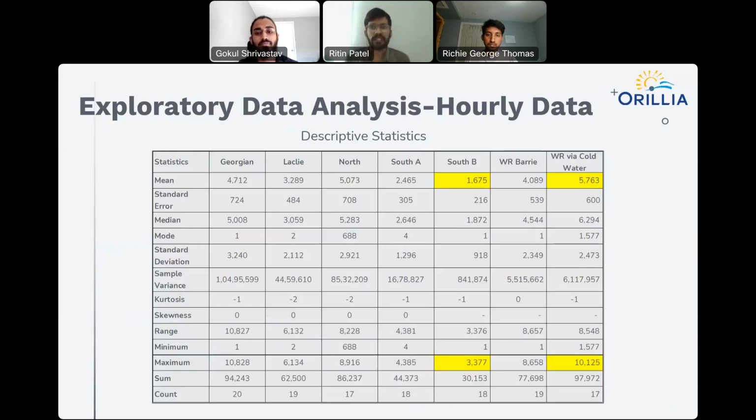If I talk about the overall statistics, route-wise on hourly data, this is the table which summarizes the overall descriptive statistics. As you can see, the mean count is more for WR via Cold Water, and minimum for South B. So we can tell the Westridge via Cold Water route is used most. Even the maximum boarding on an hourly basis is more for Westridge via Cold Water and minimum for South B route. It is also maximum for Georgian route. We can conclude that the Georgian and Westridge via Cold Water routes are being used most.